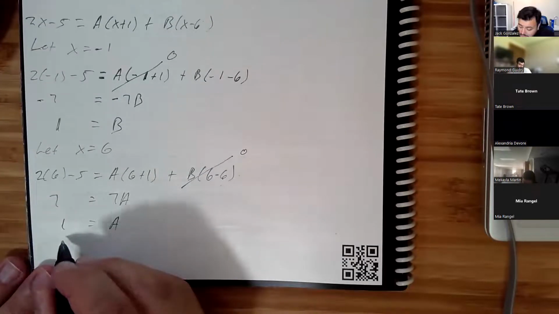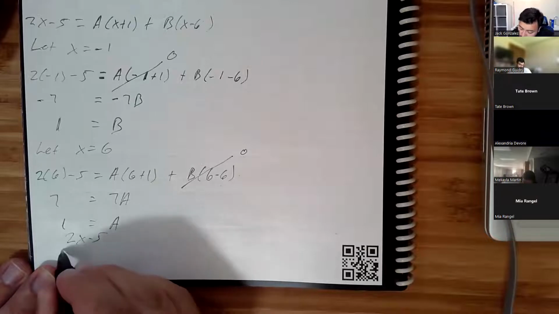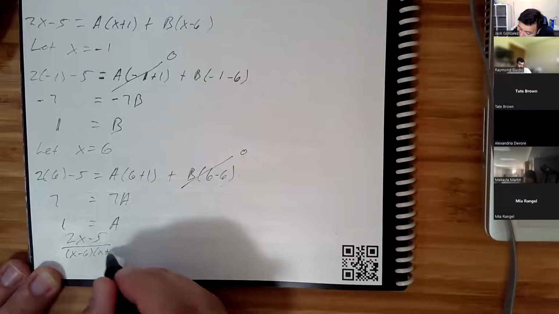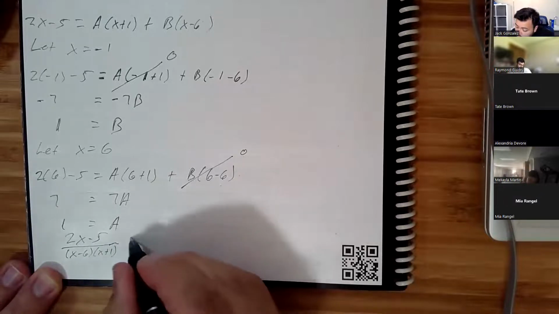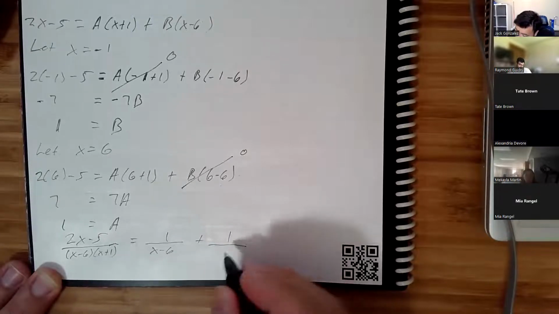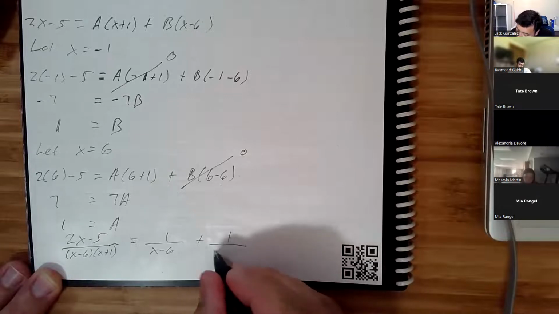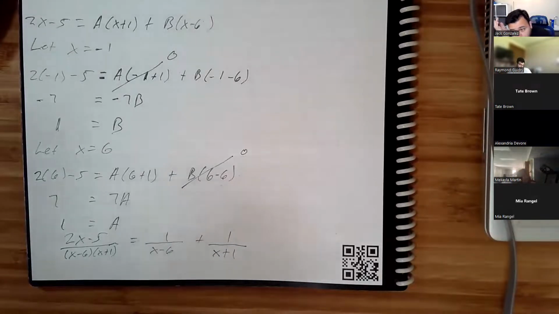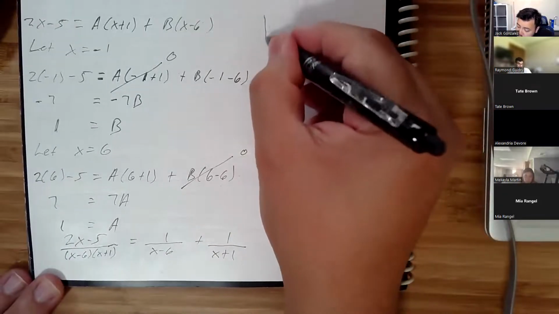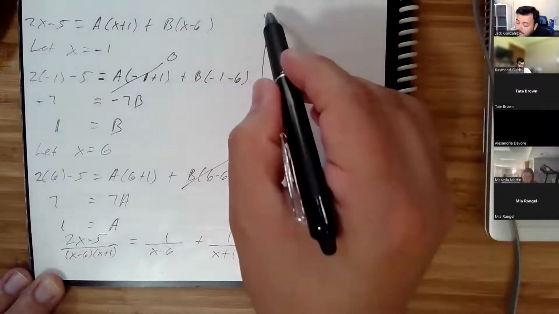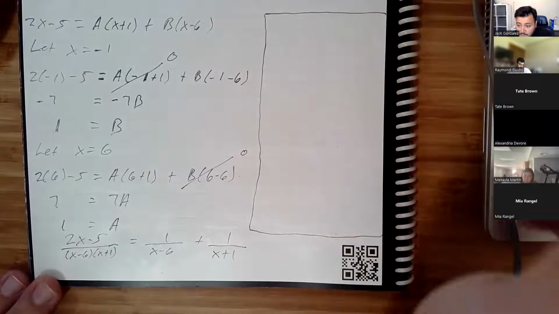So our final answer will be equal to 1 over x minus 6 plus 1 over x plus 1. So you see how sometimes Heaviside's better, right? Not always. So be careful when you decide to use it. Yes, I know some people don't like to have multiple tools. So if you want to use the other one all the time, that's fine.